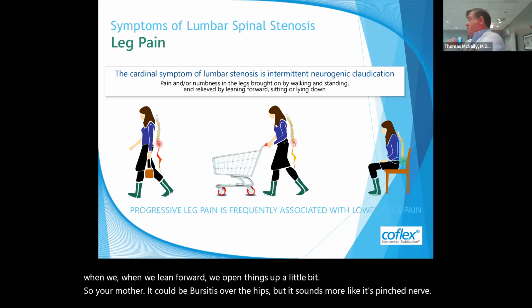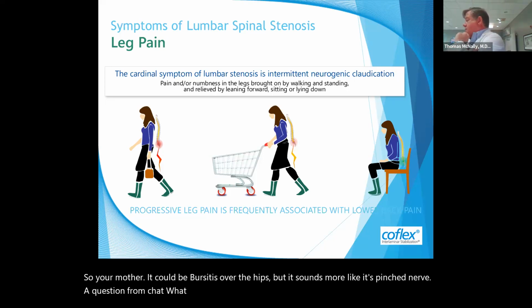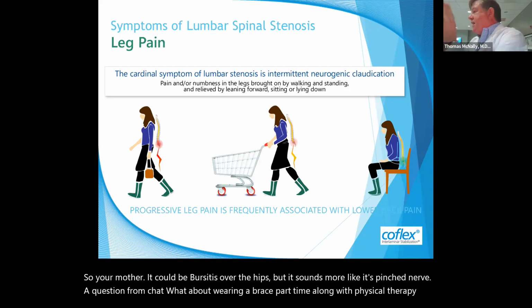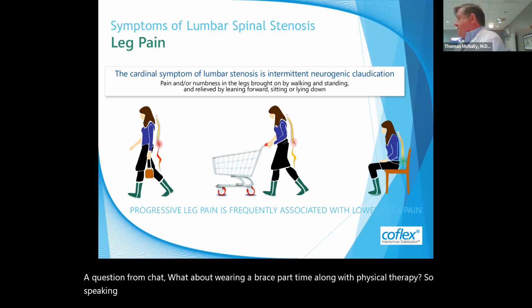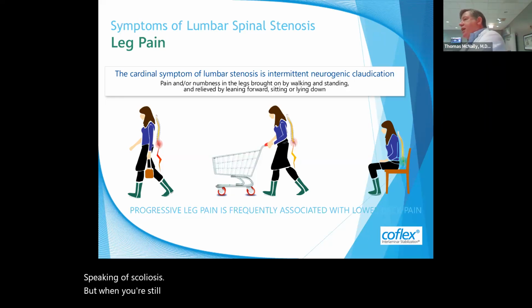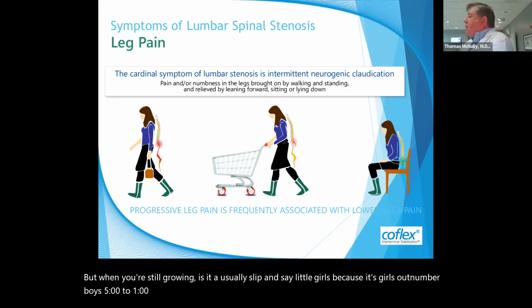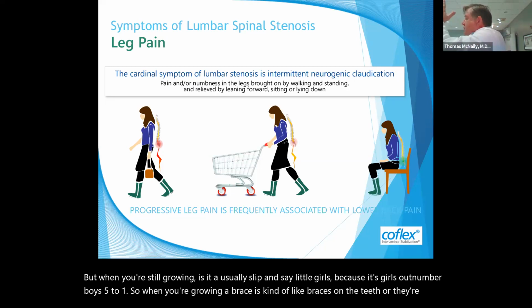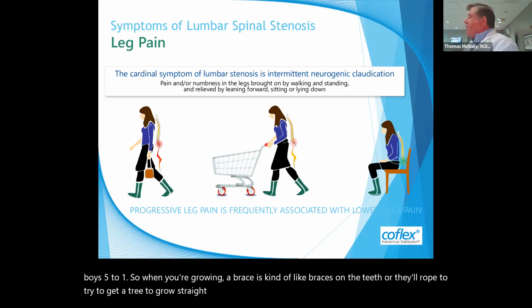A question from chat: what about wearing a brace part-time along with physical therapy? So, speaking of scoliosis, when you're still growing, I usually slip and say little girls because girls outnumber boys 5 to 1. So when you're growing, a brace is kind of like braces on the teeth, or like a rope to try to get a tree to grow straight. But once you're done growing, a brace won't change scoliosis.